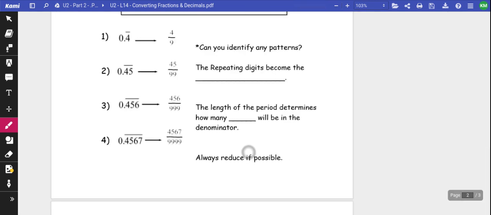Okay, so we got to answer these questions. Can you see any pattern? Repeating digits become the numerator. And the length of the period, or the length of the things that repeat, determines how many 9s are in the denominator.